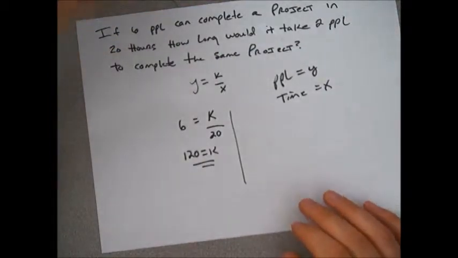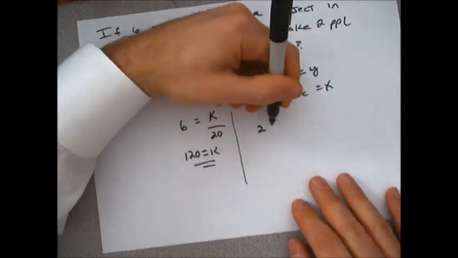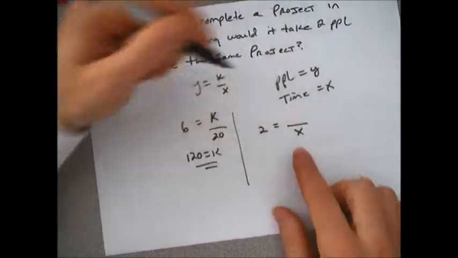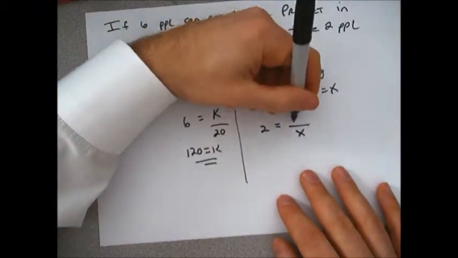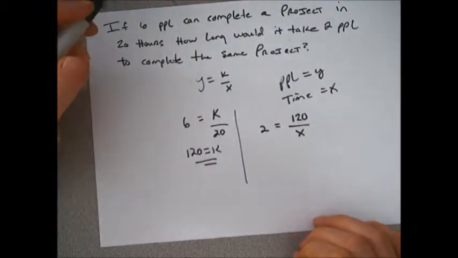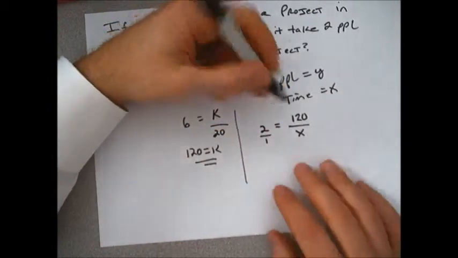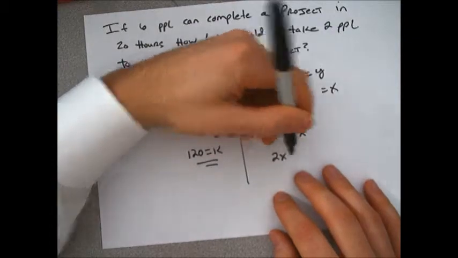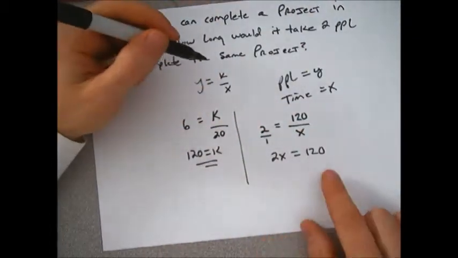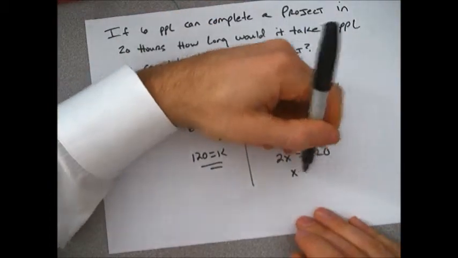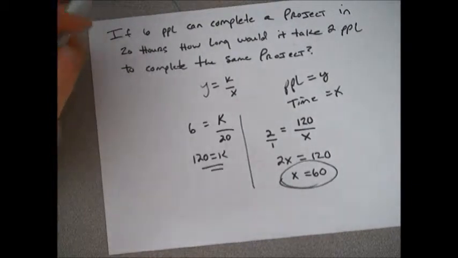Going back through, y equals k over x. So I know I have 2 people, and I want to know how long it takes. Well, that means I need to solve for x. I know what k is now, though. K is 120. And to solve this, I cross multiply. You can pretend that 2 is 2 over 1. So 2 times x is 2x, and 1 times 120 is 120. So 2x equals 120. Solving this out, x equals 60. So it should take 2 people 60 hours.